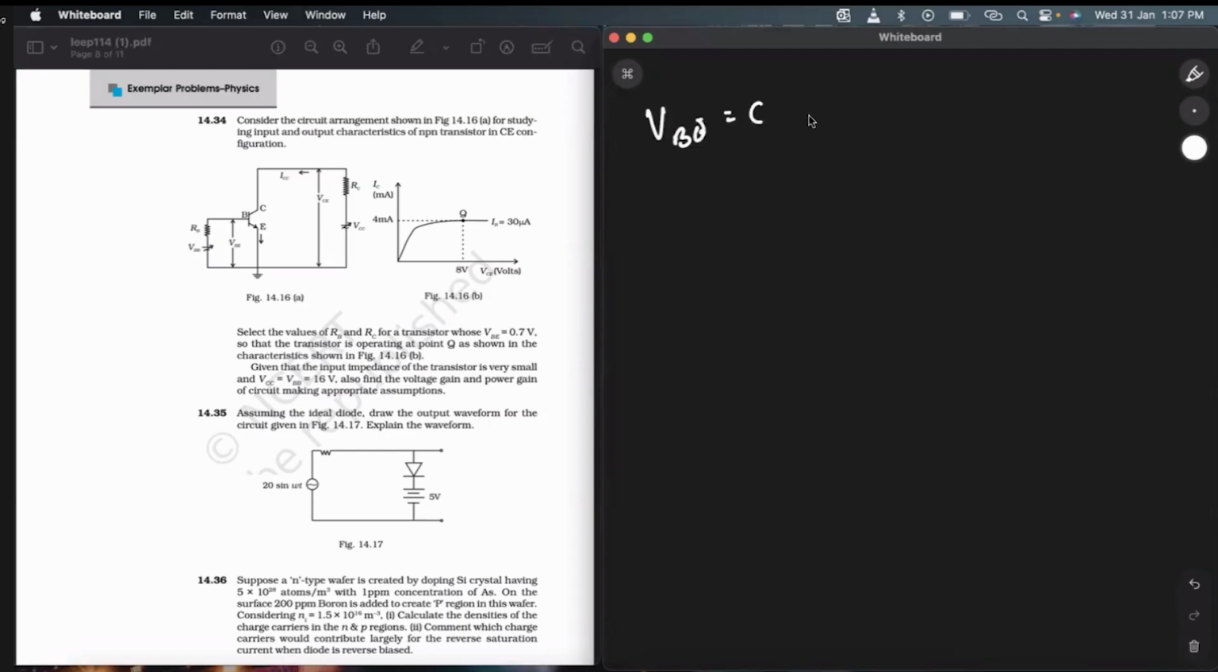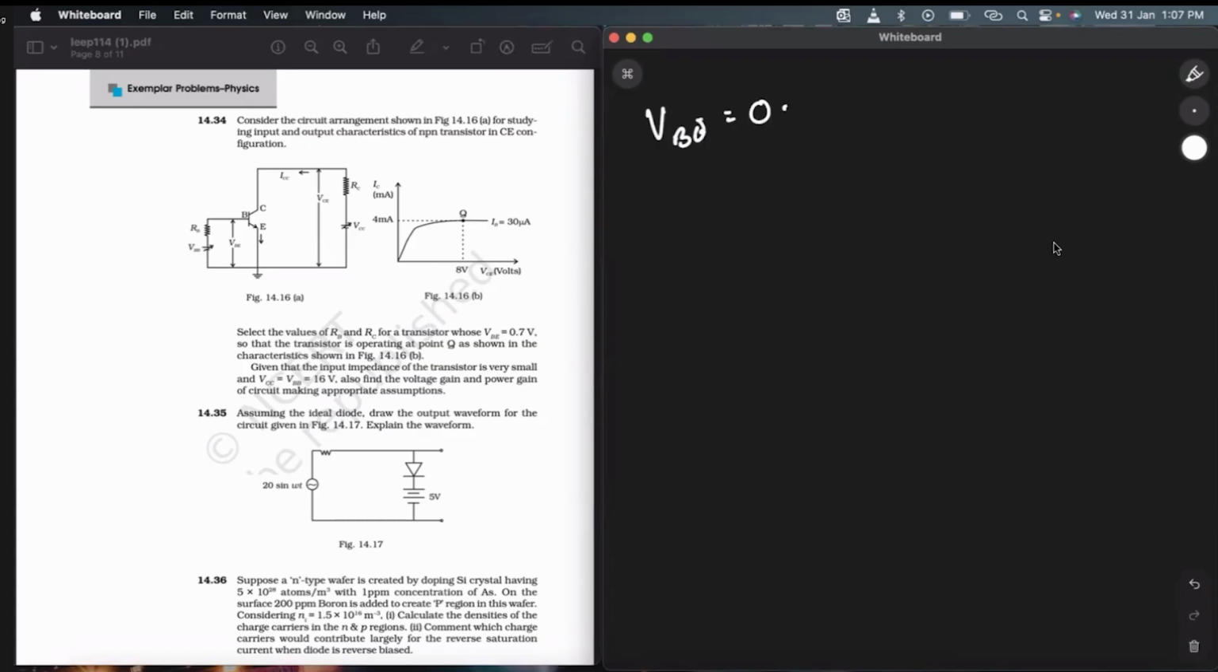So what is happening? I'm just writing it down. VBE equals 0.7 volts. VCC equals VBB, which equals 16 volts. And VCE equals 8 volts. Now IC equals 4 milliampere, 4 into 10 to the power of minus 3 amperes. IB equals 30 microampere, which is 30 into 10 to the power of minus 6 amperes.